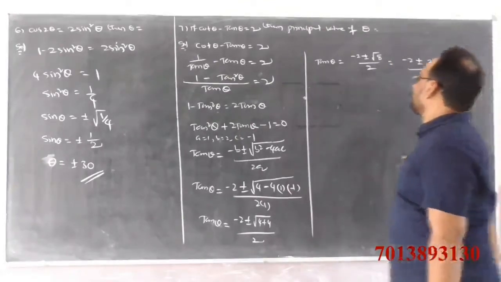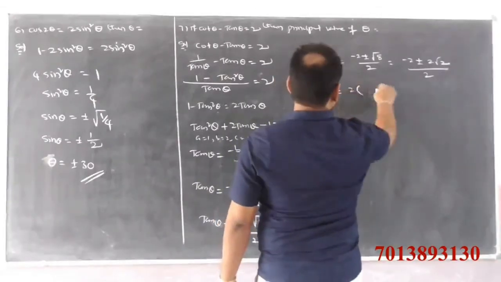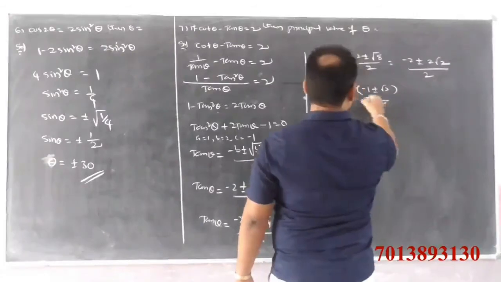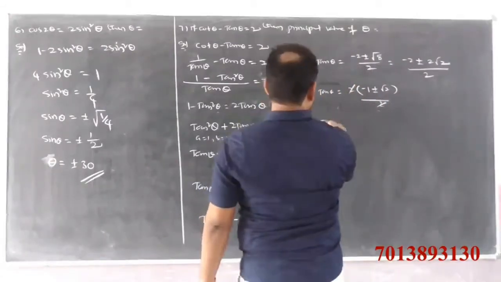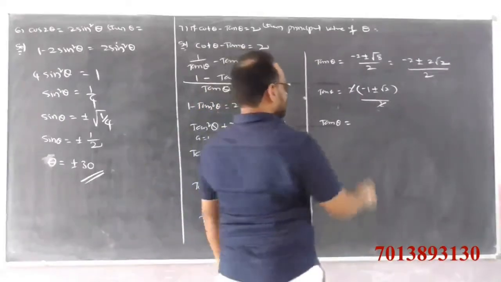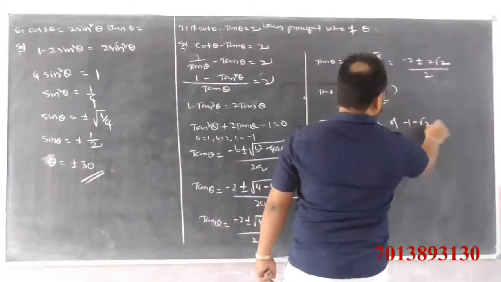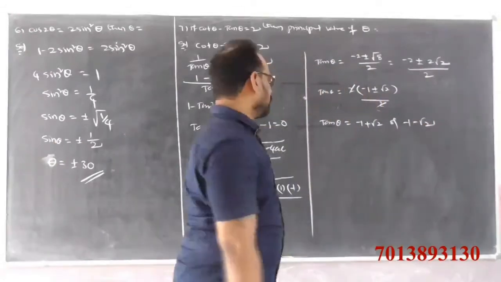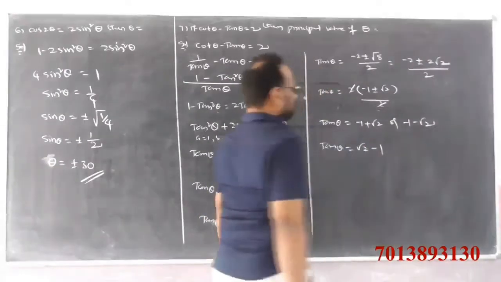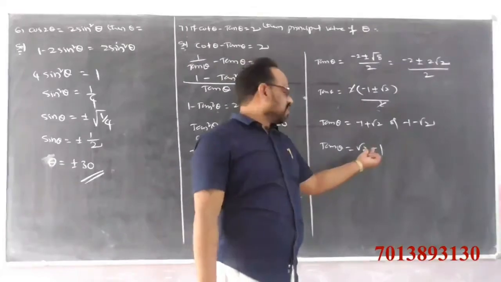If you take 2 as common here, we get minus 1 plus or minus square root of 2, and the 2s get cancelled. So tan theta is equal to minus 1 plus root 2, or minus 1 minus root 2. Already we know that tan theta is equal to square root of 2 minus 1, so tan theta is equal to root 2 minus 1.